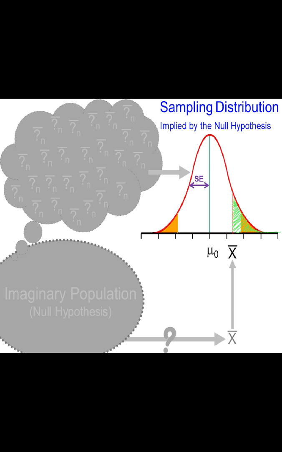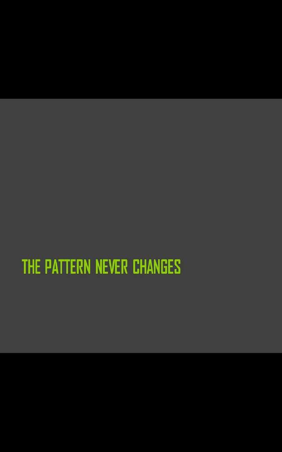We always want to get to the sampling distribution that is implied by the null hypothesis, and then just put our sample mean in there in a meaningful way and figure out the area beyond our sample mean. The area beyond our sample mean is p, and if it's less than 0.05, you reject the null hypothesis.